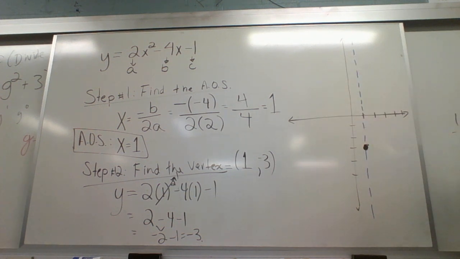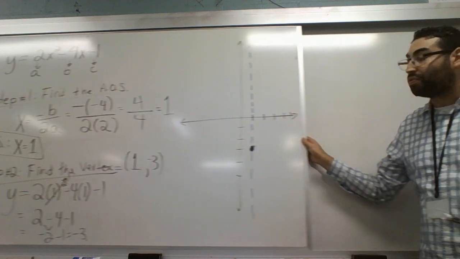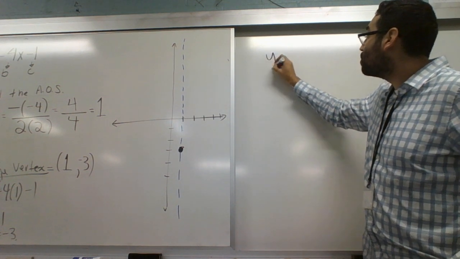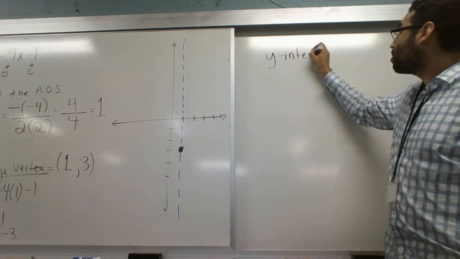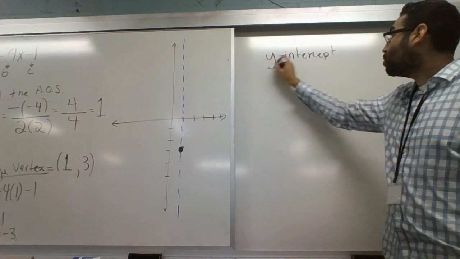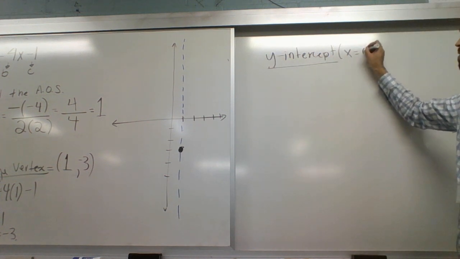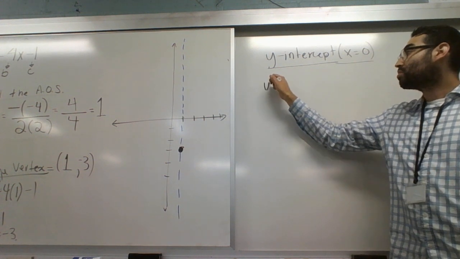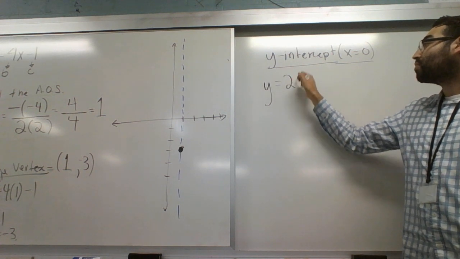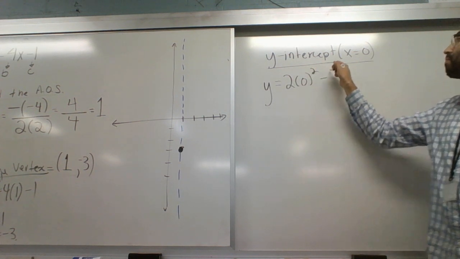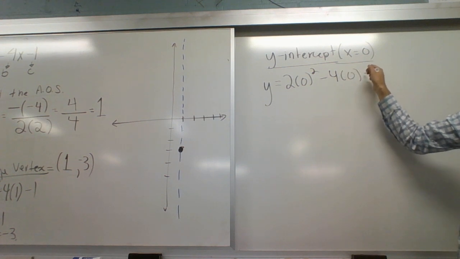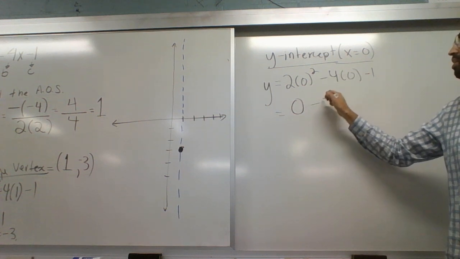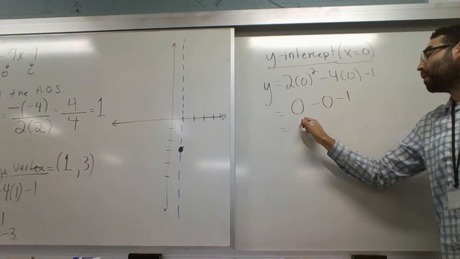So now that's going to take us to our next step, which is to find another point. The easiest point to find is going to be the y-intercept. The way we find the y-intercept, we let the x value equal 0. So I'm going to take my equation, and I'm going to replace every x value with 0. So then, anything times 0 is going to give me 0. Anything times 0 is going to give me 0. So I end up with just -1.